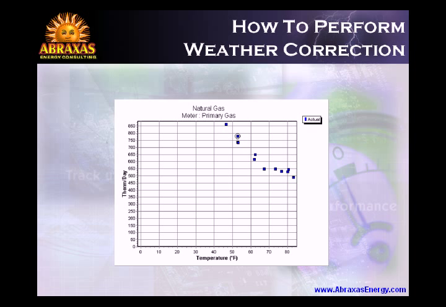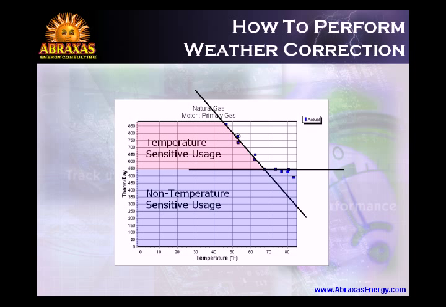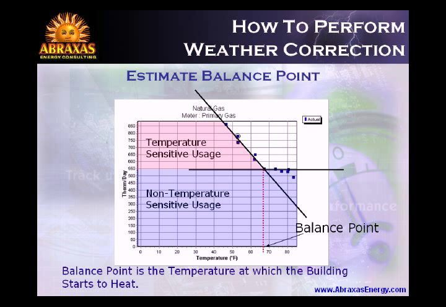One line is horizontal and the other slopes up to the left. The horizontal line represents non-temperature sensitive usage. This is the amount of energy used which has nothing to do with heating the building. This building is a hospital, so this type of usage could represent cooking, laundry, sterilizers, and domestic hot water usage. The pink region represents energy that is used to heat the building. The intersection of these two lines is known as the balance point, and the balance point is the temperature at which the building starts to heat.